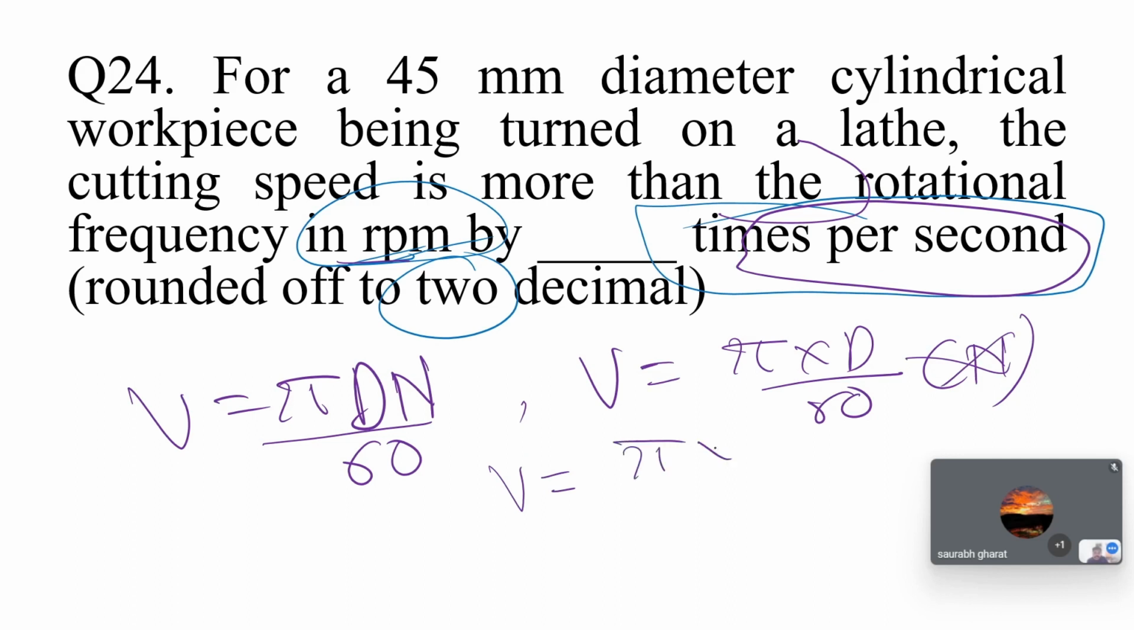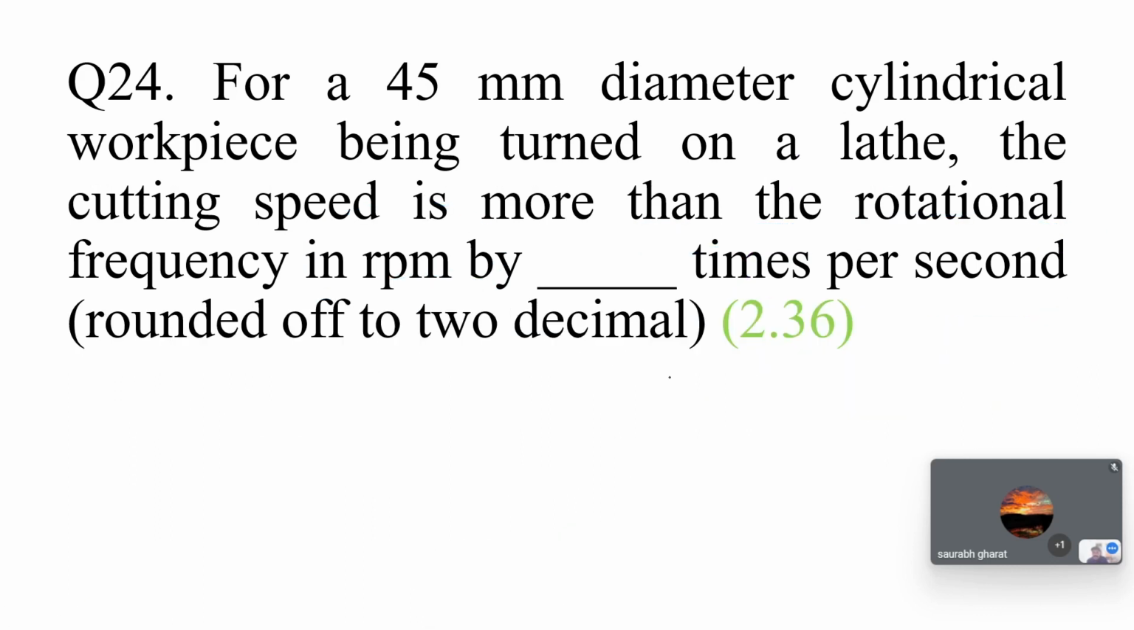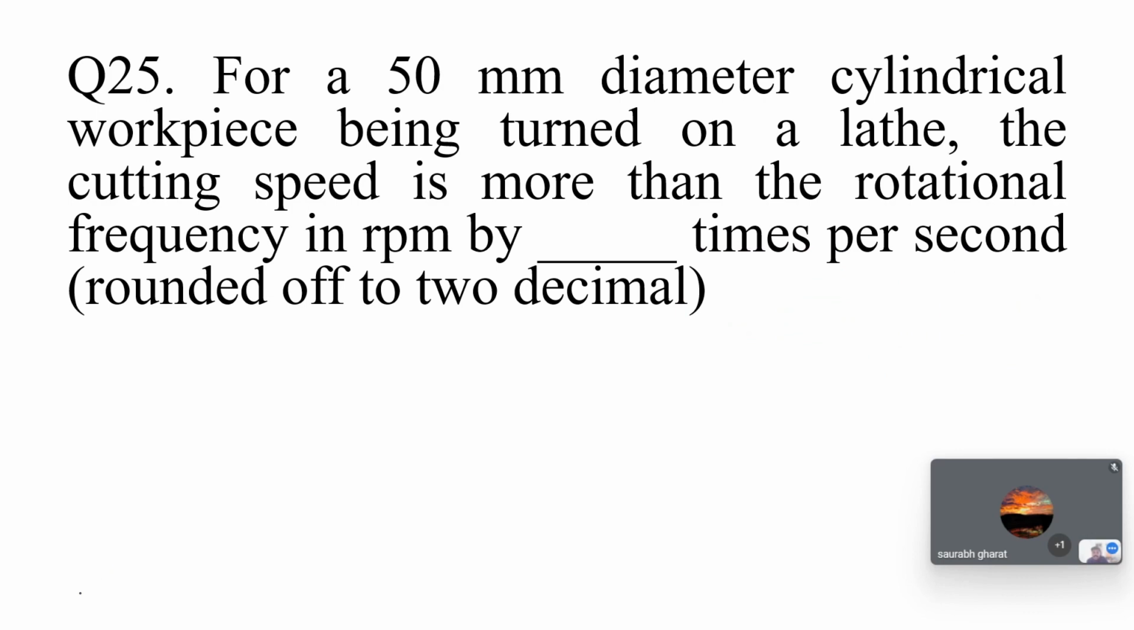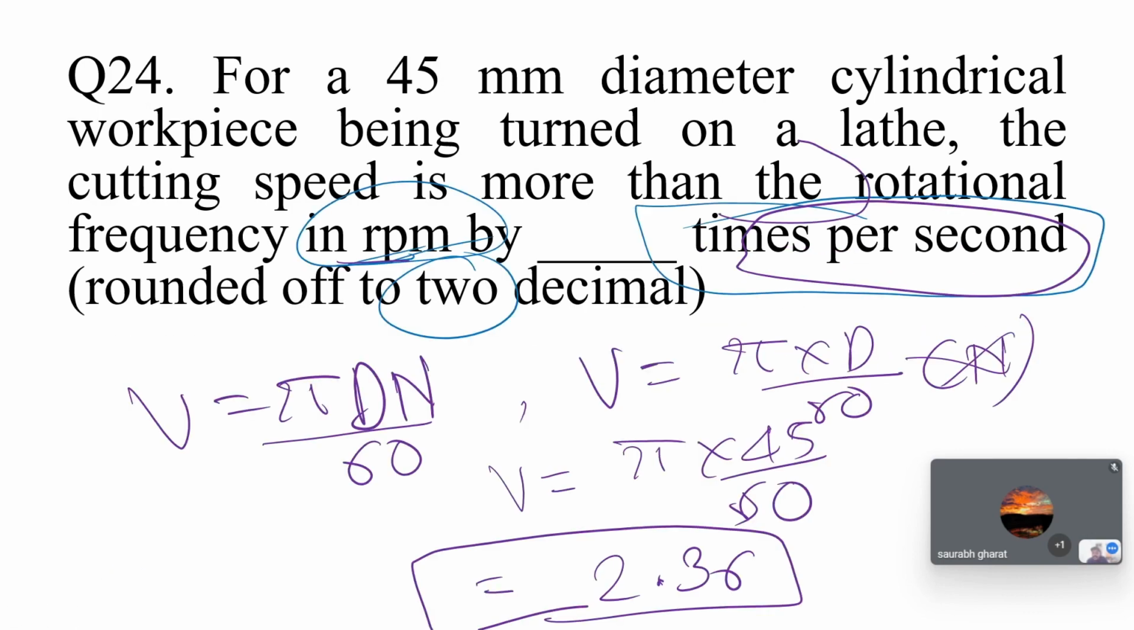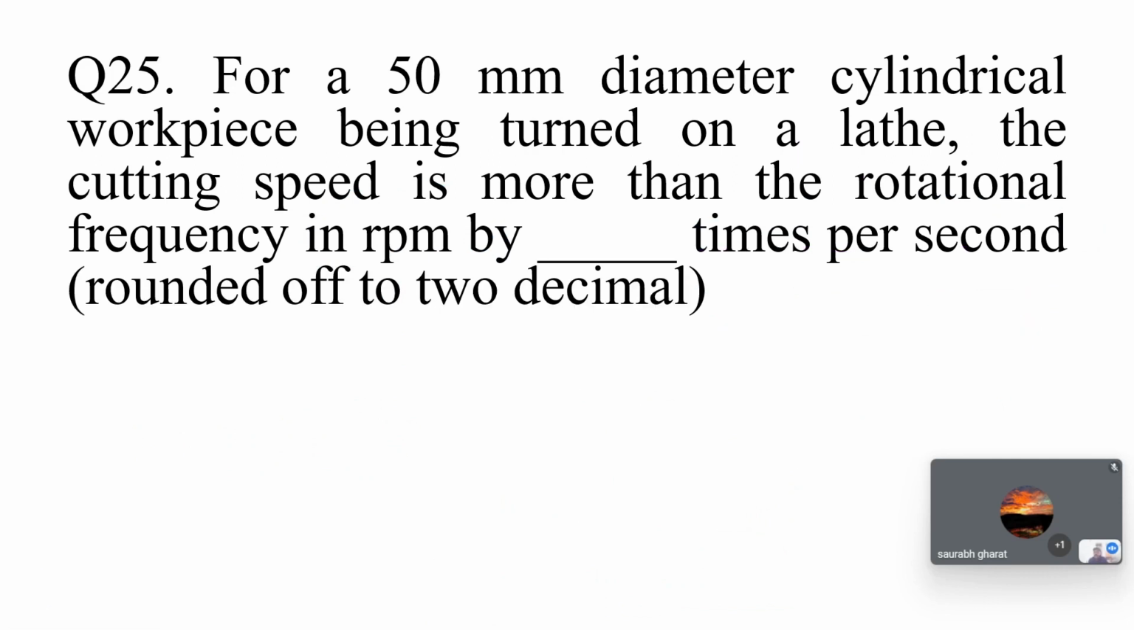It will be pi into 45 by 60. So this answer will be 2.36, because you have to round it off. Pi might give a different digit, but due to the rounding off process it came to 2.36. So 2.36 is the correct answer, which is per second. You need to see this is per second times.